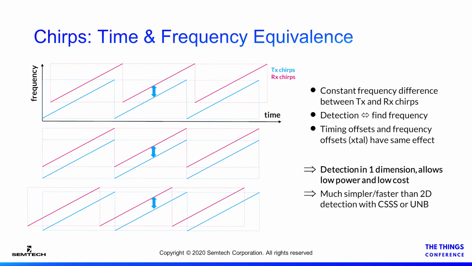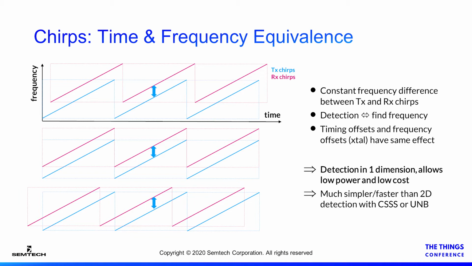You see here, there's the time and the frequency, and the Chirp is a linear wave whose frequency is varying linearly with time. In blue, I represent here the transmitted chirps, which we try to synchronize, and in red, I'm representing the reception chirp, which is what the receiver is trying to match. And what you see here is that there are different frequency offset and timing offset between the transmitter and the receiver.